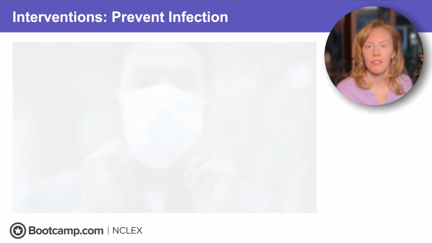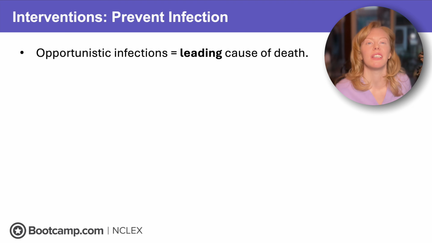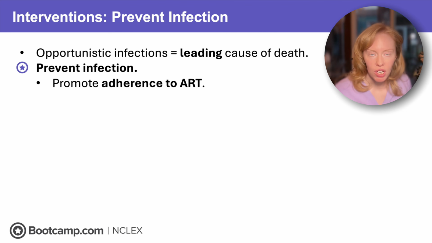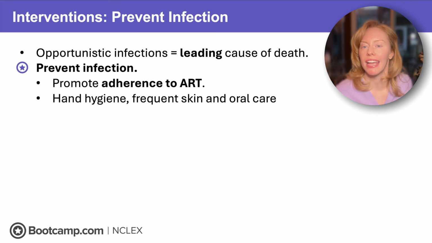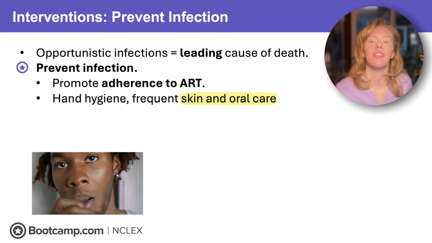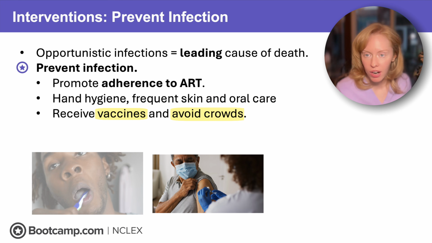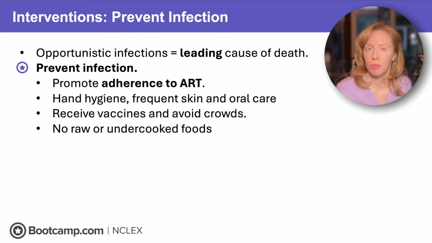We also want to prevent infection of our patient by opportunistic organisms, because opportunistic infections are the leading cause of death in HIV-positive patients. To prevent infection, number one is we want to promote adherence to their antiretroviral therapy, because that's going to keep their immunity strong. They should also practice hand hygiene and frequent skin and oral care to prevent candidiasis. They should receive vaccines and avoid crowds. And they should not consume any raw or undercooked foods. So this is to prevent infection.